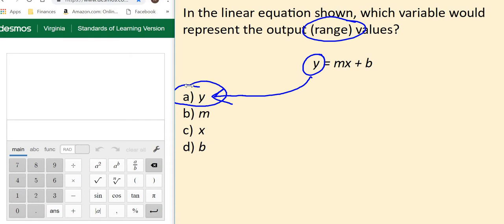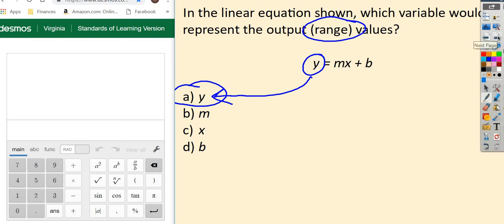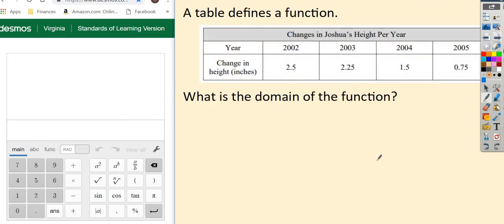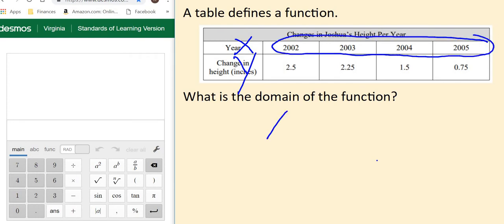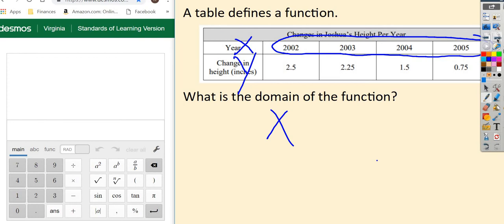Also remember that m is your slope, x is your independent or your input or your domain, and b is your y-intercept. So this one says, what is the domain of the function? Don't let things like this confuse you. X goes first, y comes second. So your domain would be all of your x values. It would be 2002, 2003, 2004, and 2005.